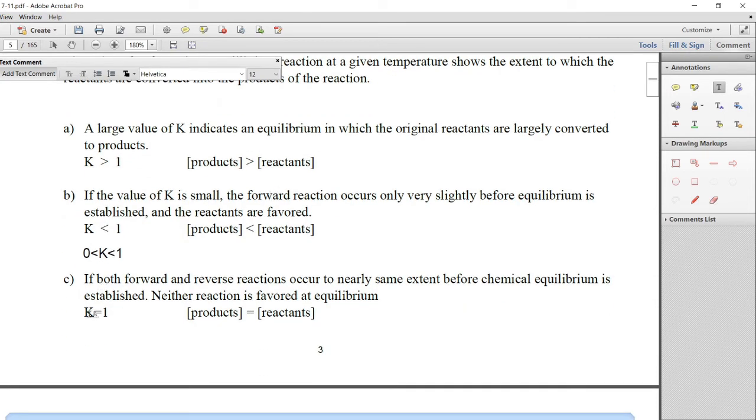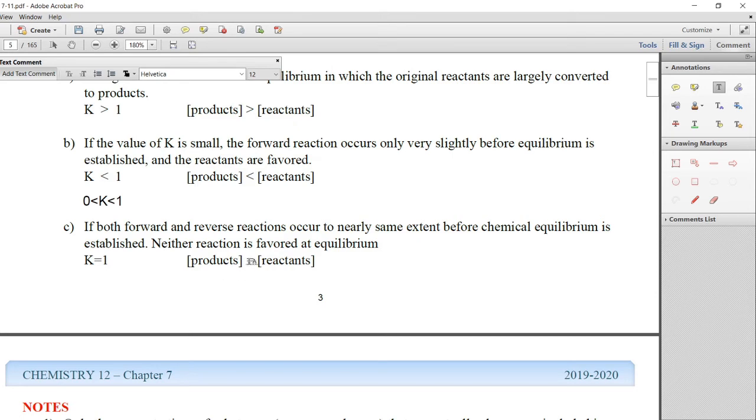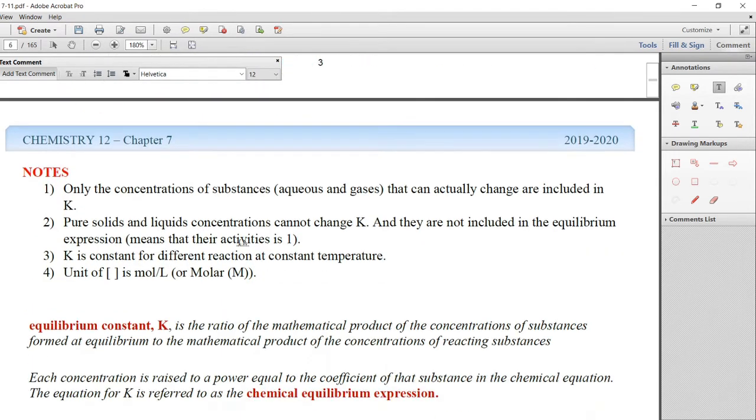But if K is equal to 1, it means that there is a significant amount of both reactants and products. We can see that products concentration can be equal to reactants concentration. All right. Only the concentration of substances such as aqueous and gases that can actually change are included in K. But pure solids and liquids, since their concentration can be thought of as constant, are not expressed in K. K is constant for every reaction at a constant temperature. As long as the temperature doesn't change, K is also constant.